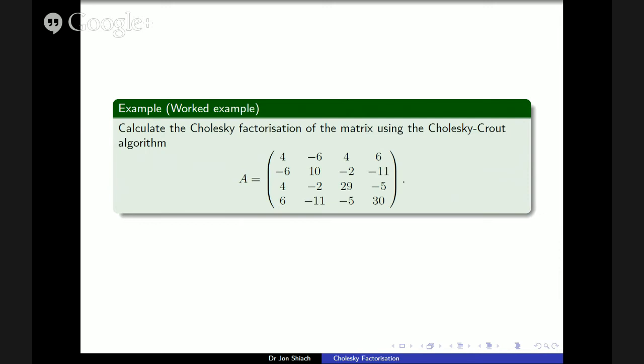The second column. The main diagonal element is L22. So now we have the square root of A22 minus L21 squared. A22 is 10. L21 was minus 3, so we have 10 minus 9. Square root of 10 minus 9 is obviously 1.